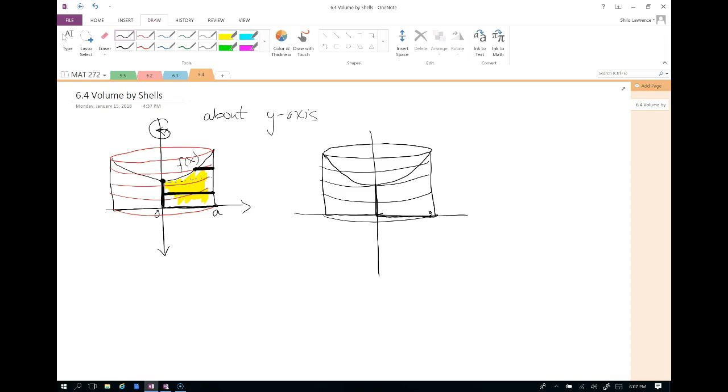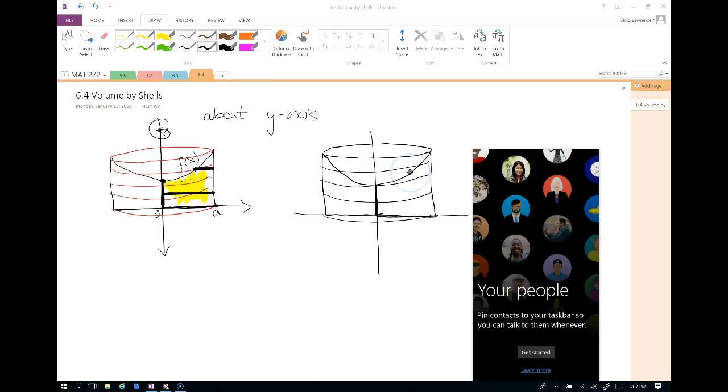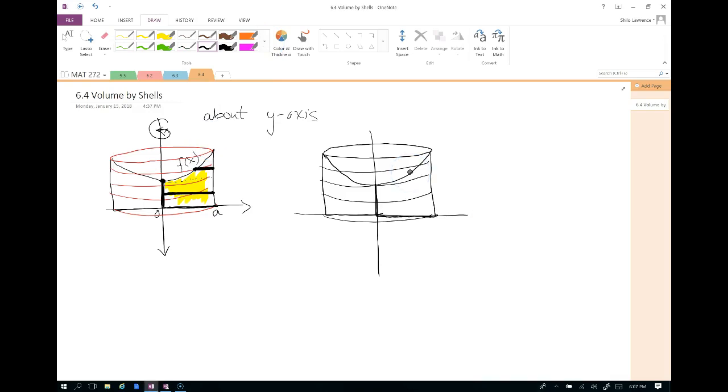One of the main differences with the shell method is when we do our slices, we do them parallel to the axis of revolution. Excuse me. So since my y-axis is my axis of revolution here, which is a vertical line, I'm going to take my slice also to be vertical.